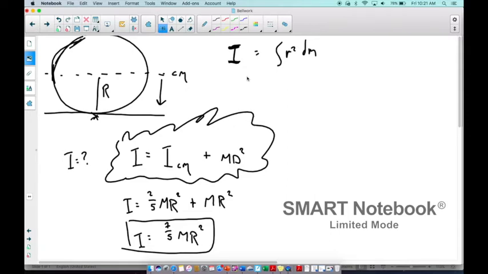How difficult is it for an object to change its motion? For linear motion, that's just proportional to mass, the mass of the object. For rotational motion, it is how is that mass distributed away from the axis of rotation. All right, so hopefully this was a good, helpful review for you in terms of looking at rotational inertia.